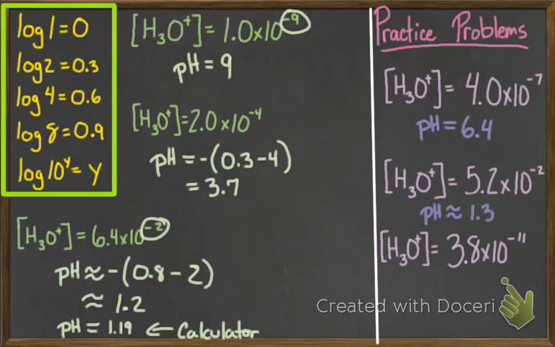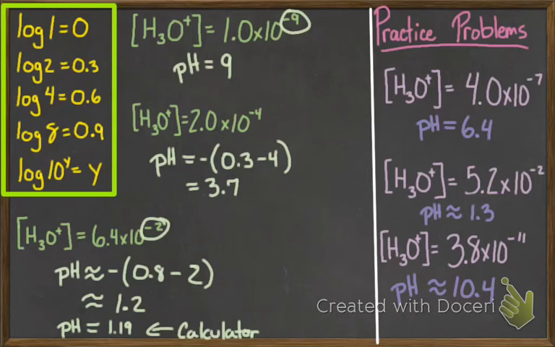And again, if you use 0.6, that's fine as well, because again, it's about estimation. And this last one, you're going to have to estimate it a little bit as well. You should have gotten something around 10.4 for your pH. And again, it's about estimating. It does not have to be exact.